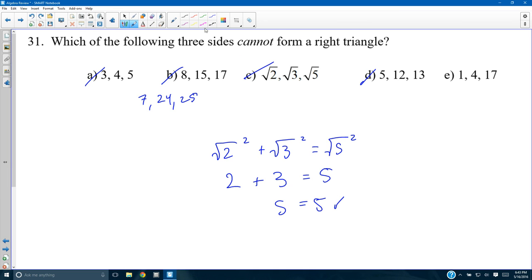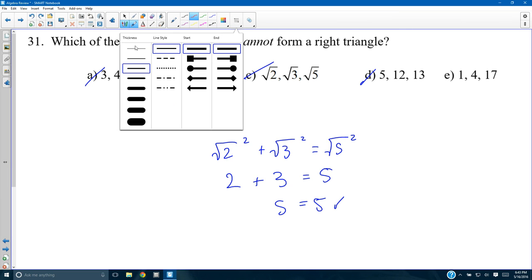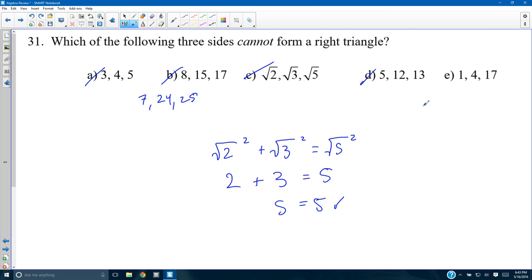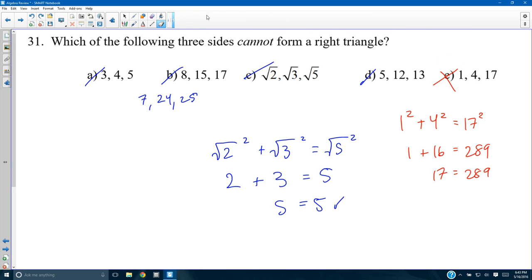So what you're checking for is if a squared plus b squared is not equal to c squared. That must mean it's the last one. Let's check and see if that's true. 1 squared plus 4 squared equals 17 squared. Yeah, right. 1 plus 16 equals 289. 17 equals 289. Close. Not really. Hang on, I shouldn't cross this out. This is actually the answer. Keep in mind, cannot. This one cannot form a right triangle.